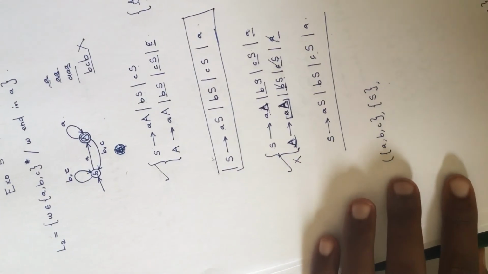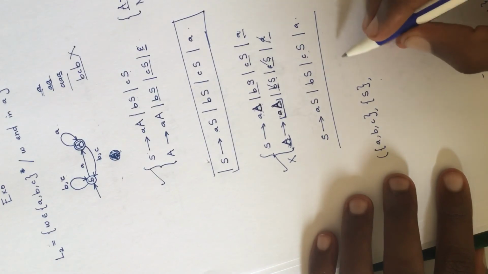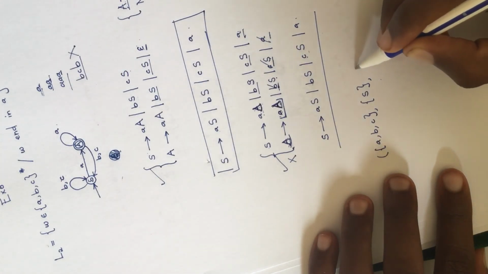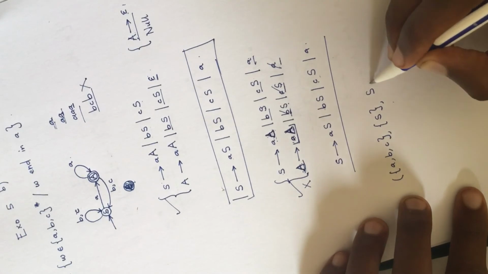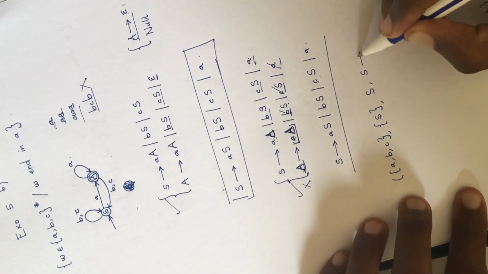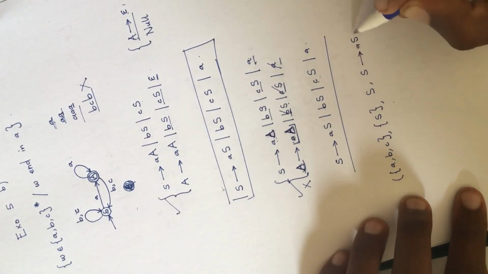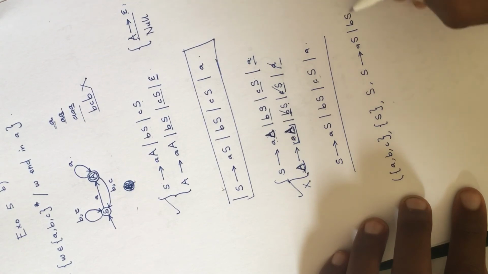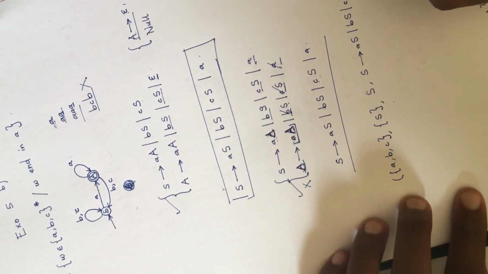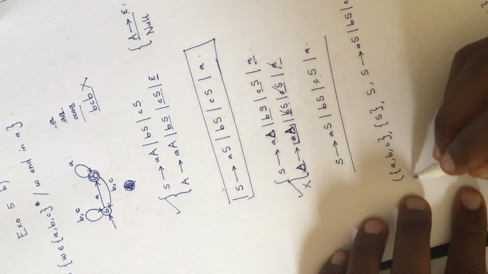You get it? Now we have the starting point, which is S, and my production rules are just AS, BS, CS, and A. Now this is the grammar.